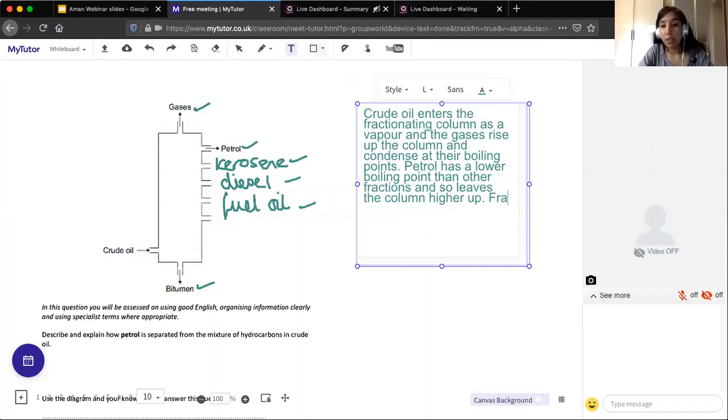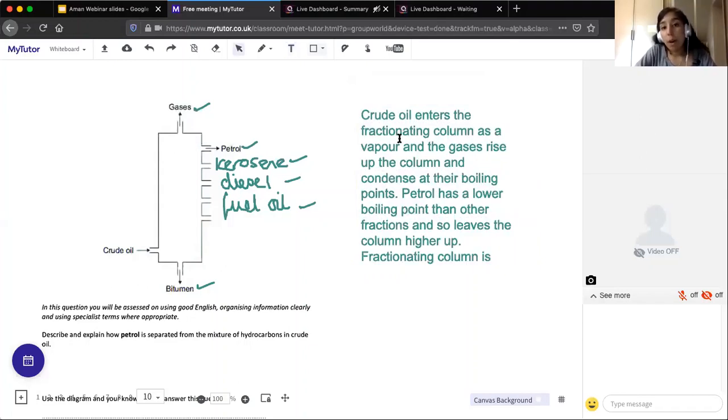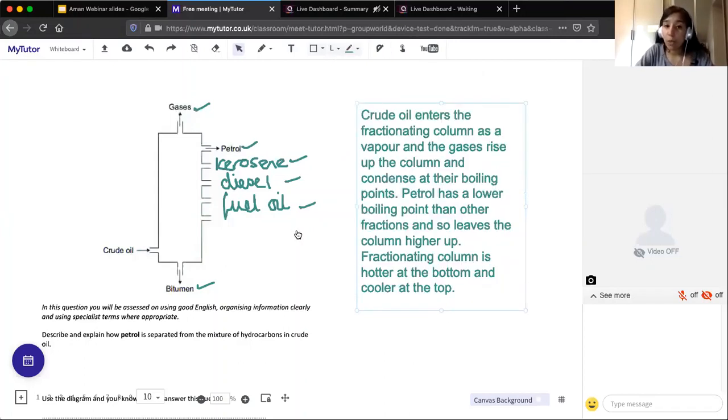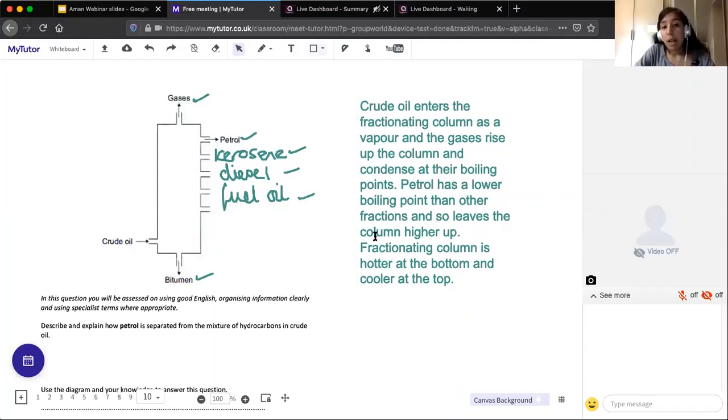So we can also just say that the fractionating column is hotter at the bottom and cooler at the top. So you'll get marks for saying that crude oil enters as a vapor, that the gases rise up and they condense at their boiling points. So it's really important you say boiling points, not melting points. You get a mark for saying that petrol has a lower boiling point than other fractions, and that it tends to leave the column higher up, and that the fractionating column is hotter at the bottom and cooler at the top. So everyone that sent me answers, really good answers that we've had here.